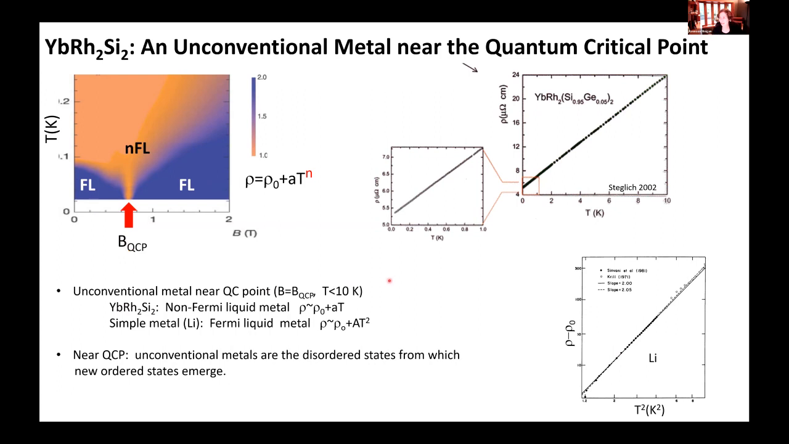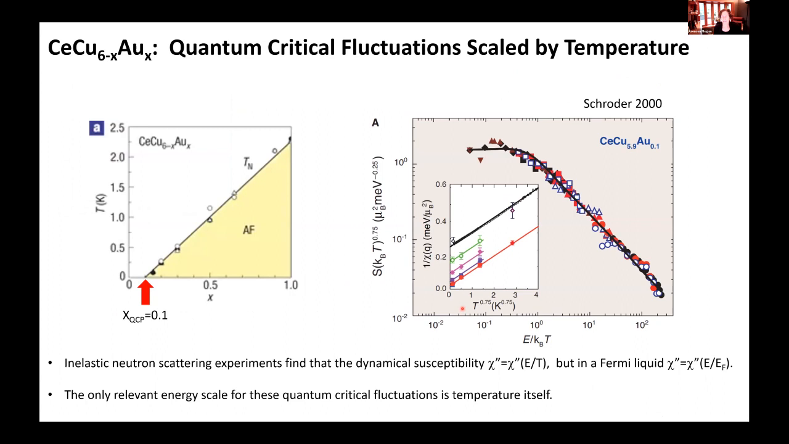To give you some idea how robust that behavior is, here are some data, not as a function of field, but rather as a function of doping, that shows that this linear resistivity extends over 3 orders of magnitude in temperature. So there's some explaining to be done here. And our expectation is that the excitations that are behind that resistivity are themselves unconventional. And this turns out to be true.